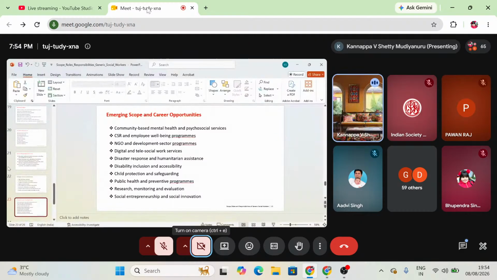Community-based mental health and psychosocial services, CSR employee well-being programs are increasing like anything, and NGO development sector programs are there. And digital social work services. So this is again another happening field for generic social workers.